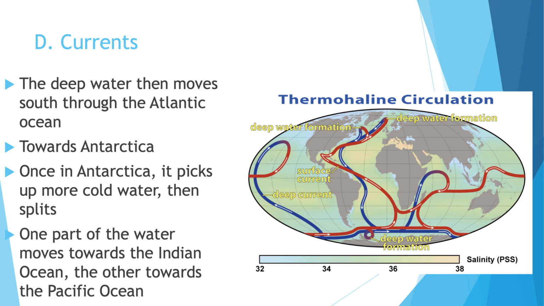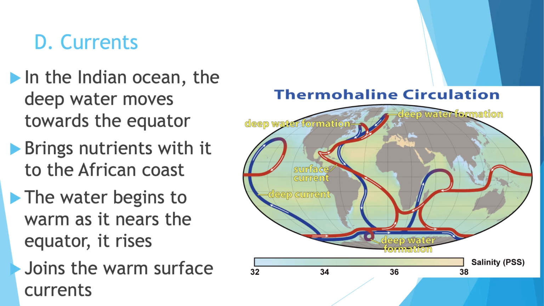And then the deep water moves through the Atlantic Ocean towards Antarctica. Once it's in Antarctica, it picks up even more cool water. It'll start to split at that point. One part of the water moves towards the Indian Ocean, while the other moves towards the Pacific Ocean. In the Indian Ocean, the deep waters move towards the equator, right? And then you'll see as it's moving towards the equator, a lot of that cool water starts to come up to the surface, all right?